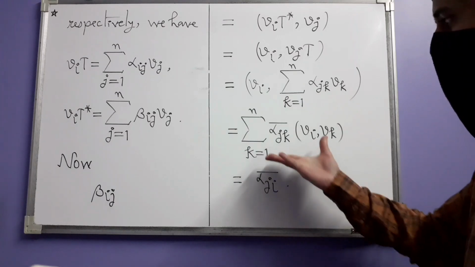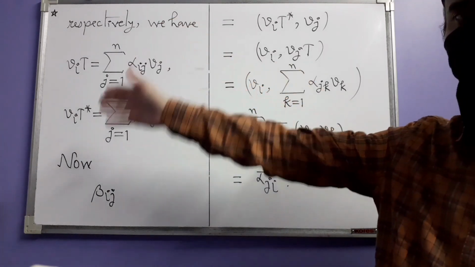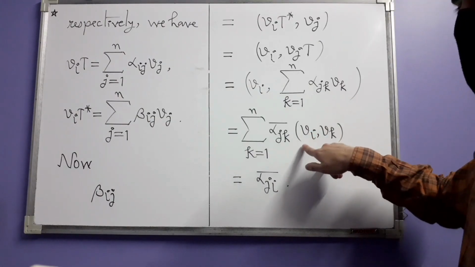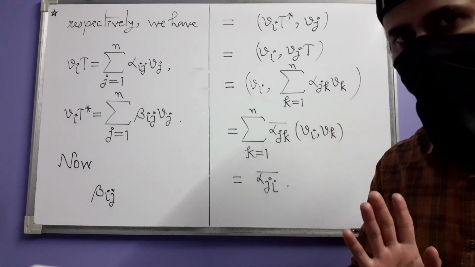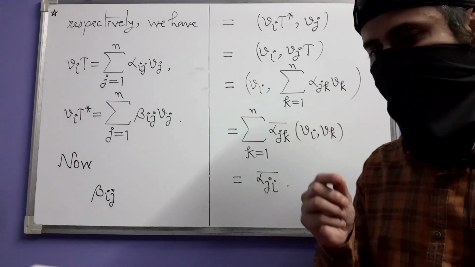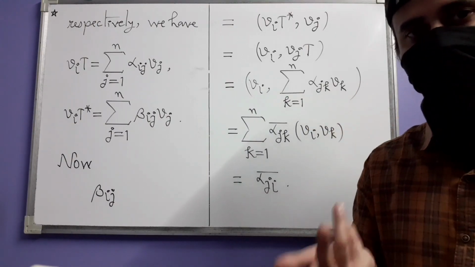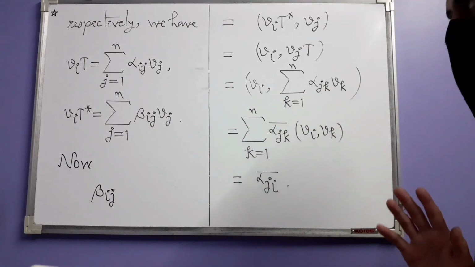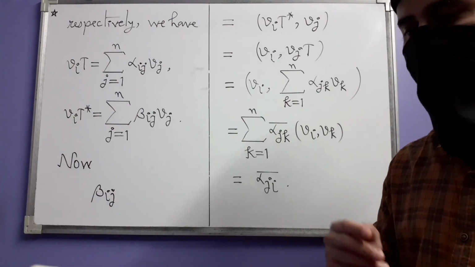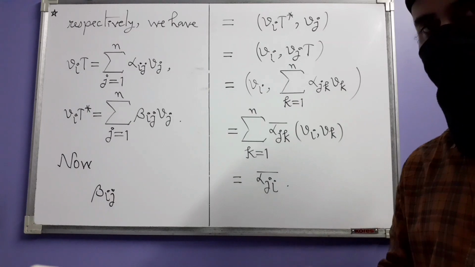Okay, and now you look at this sum. Because the v_i's form an orthonormal basis, these inner products are either 0 or 1. You can think of these v_i's as your physical vectors i hat, j hat, k hat in 3-dimensional space. They are unit vectors in the sense that their norms are equal to 1, and they are also mutually perpendicular.